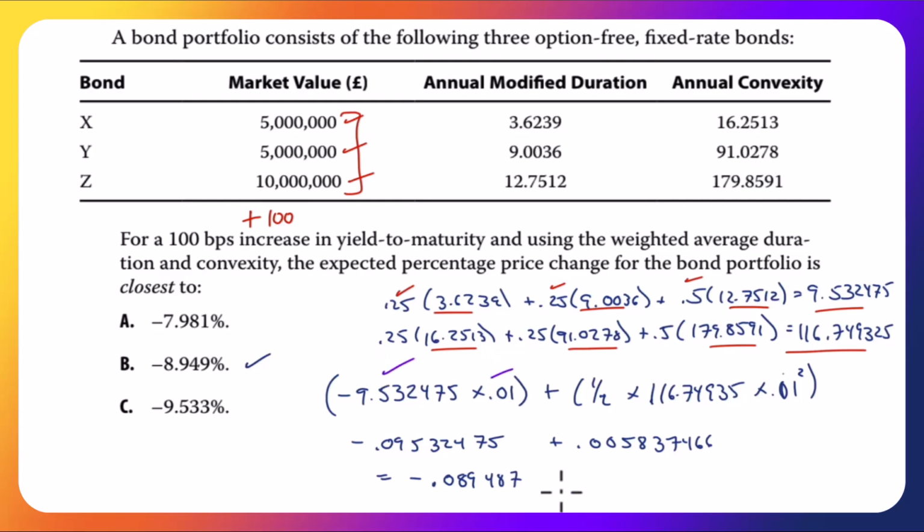So let's go. Negative modified duration times the change in yield, 100 basis points, plus 1/2 times the convexity times the change in yield squared. Negative 0.08948, negative 8.949%, because if you put this in percent, you move the decimal over, right?